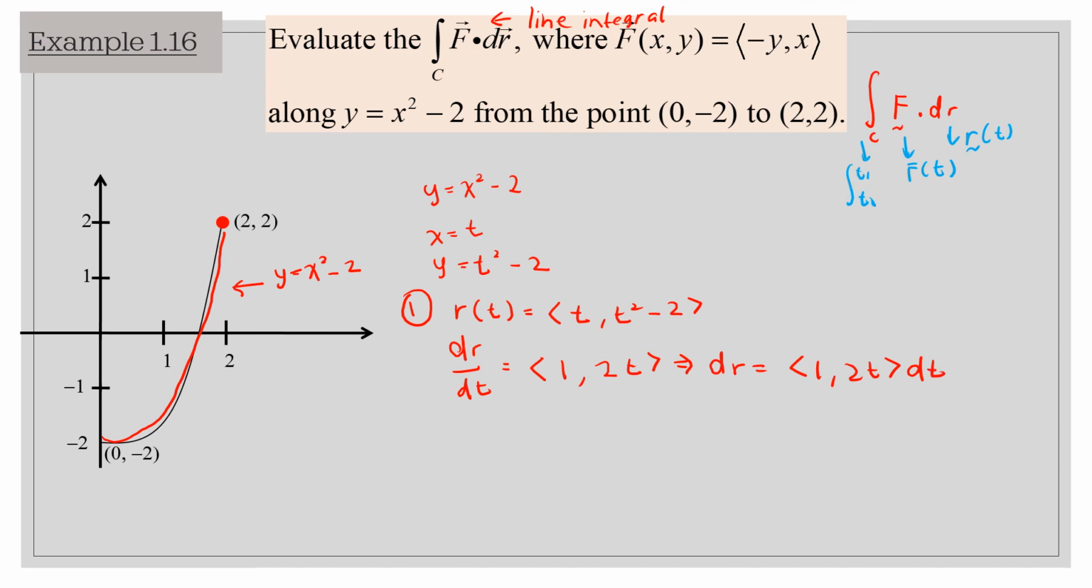Step number 2, we need to find f(t). From the question, you know that F equal to (negative y, x). So you can use this information. Okay, f(t) equal to (negative y, x). So y here is t squared minus 2 and x equal to t. So you just simplify it, you will get (2 minus t squared, t).